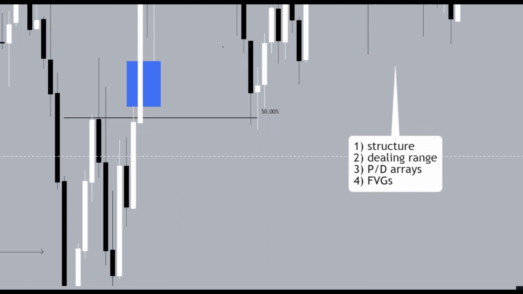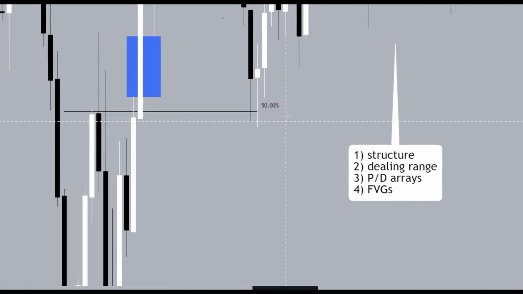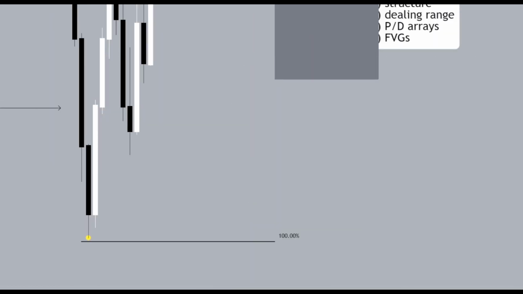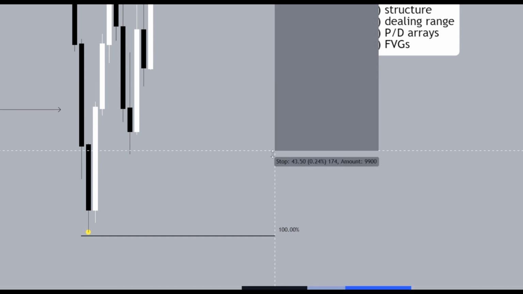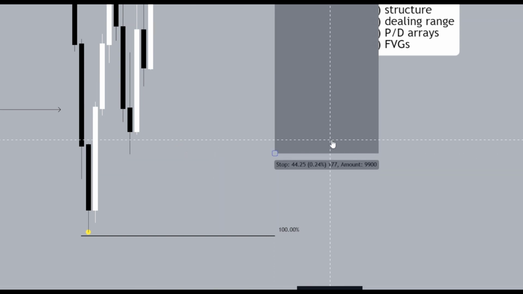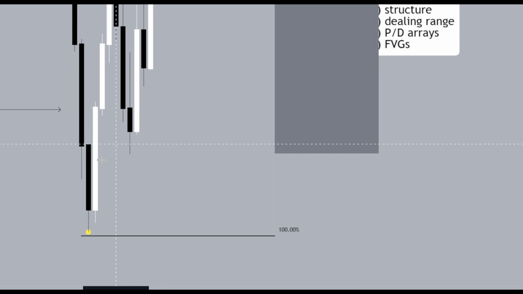Something to consider again is that we see how price comes to just below the equilibrium, right? Just below the equilibrium. So your best bet will be you want to be buying at the equilibrium, having your stop loss in a safe place, i.e. over here. I would have my stop loss here because there's no inefficiencies over here for price to target. Therefore, price is unlikely to come to this region, right?